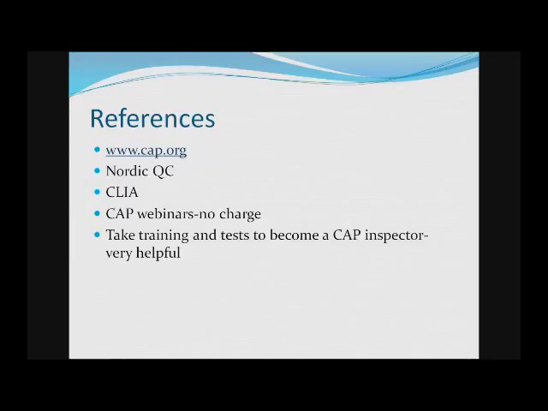And if you want to really know and learn a lot more, take the training if you're a CAP certified lab and to be a CAP inspector. Even though it doesn't deal directly with histology and immunohistochemistry items, it still really vastly increases your knowledge of what you may need to know and how things are in the other phases of the laboratory too.